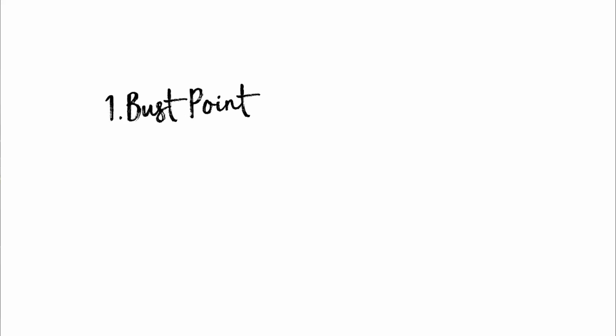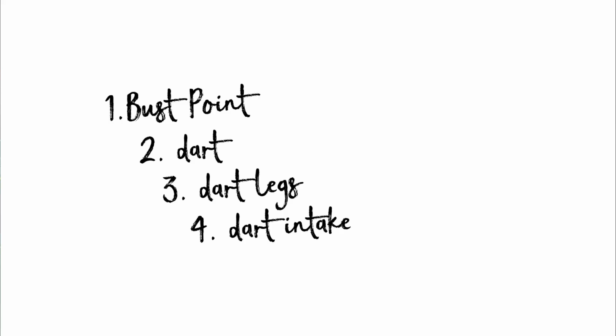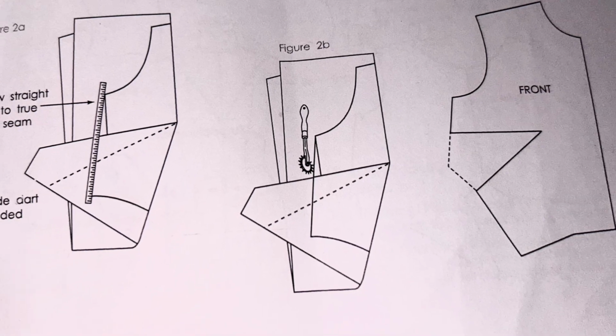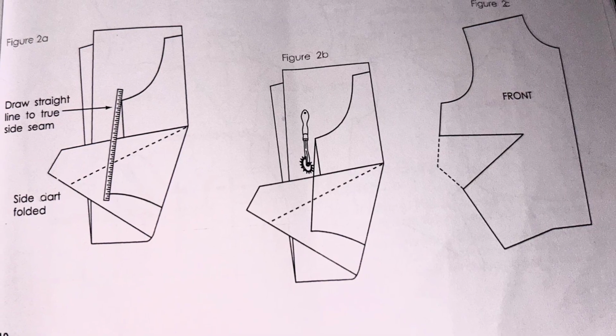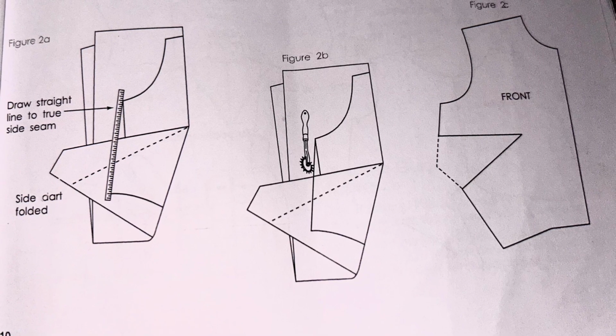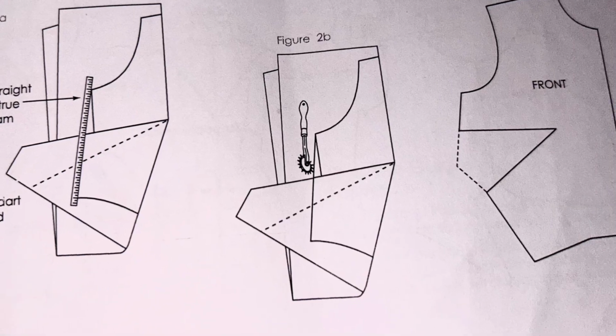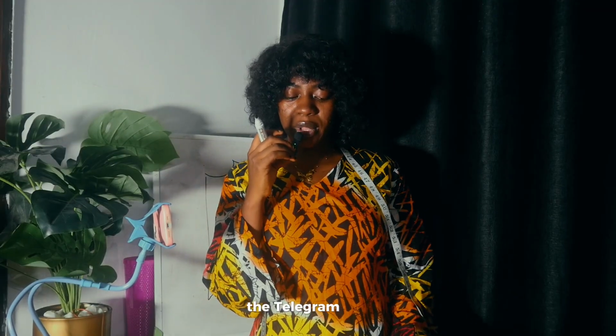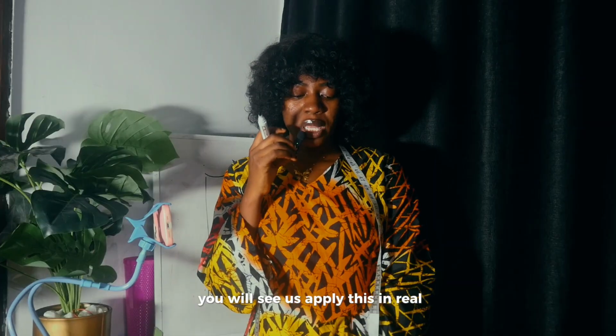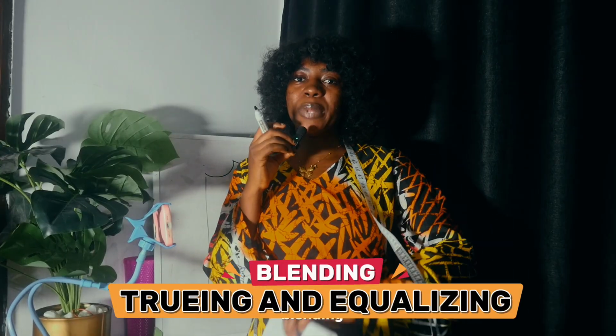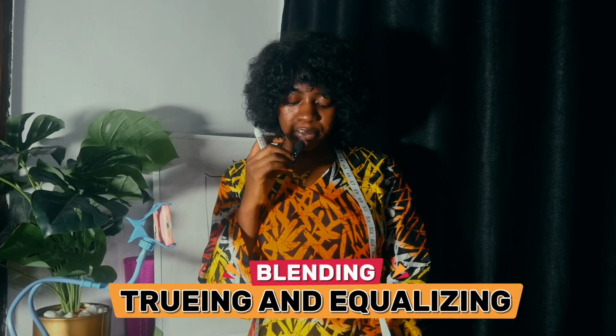So we've talked about the bust point, the dart legs, dart intake. There are images in this manual to show you how each of these things function, how they are drawn, and how useful they are. You also get to experience this more if you join the Telegram class. You will see us apply this in real time. We're also going to talk about blending, truing, and equalizing.